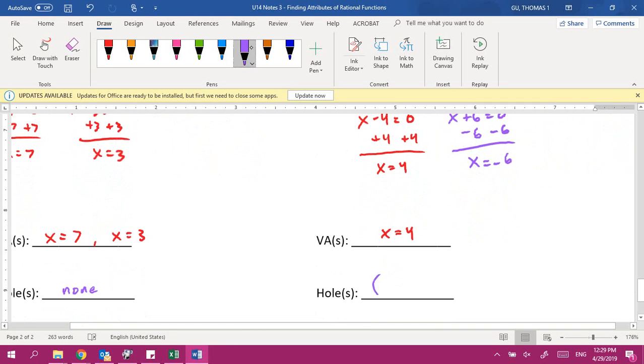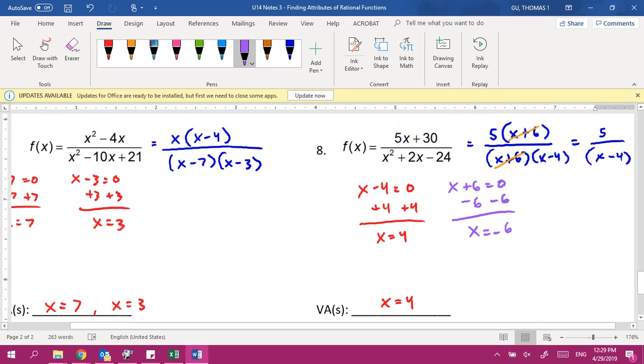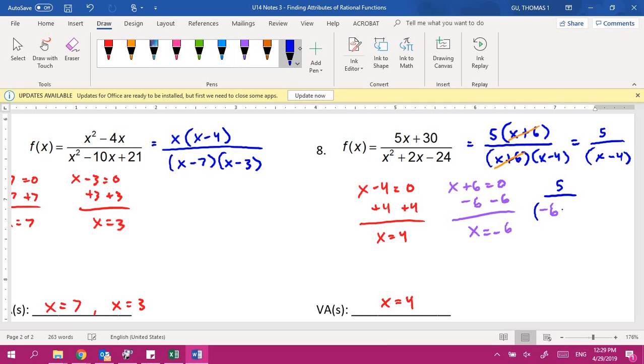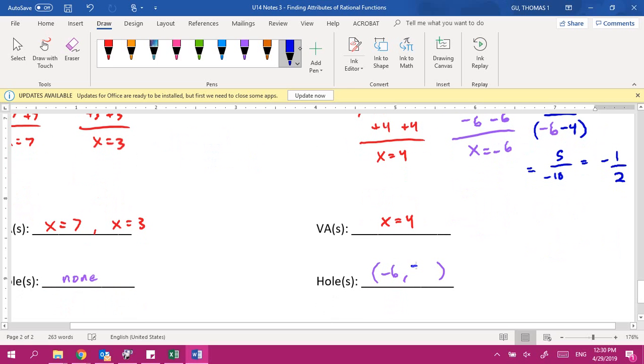So we're going to have negative 6 as the x value. Now what do I do with that x value to find the y value? Put it in for x, in 5 over x minus 4. So it's going to say 5 over negative 6 minus 4, which is negative 10. So 5 over negative 10 is negative 1 over 2. So the y value after I put in x equals negative 6 is negative 1 over 2. That's the y value of my hole.